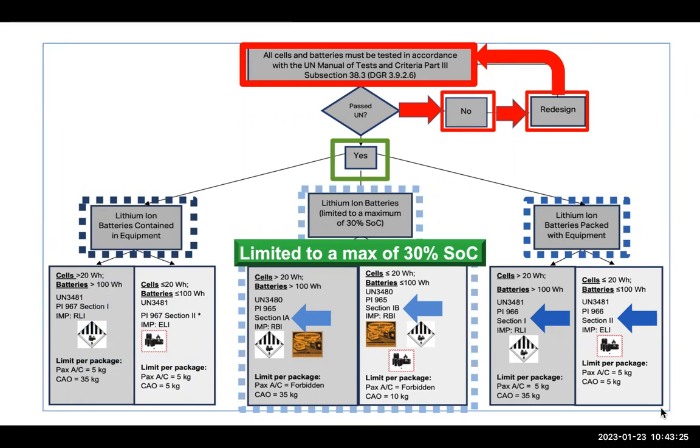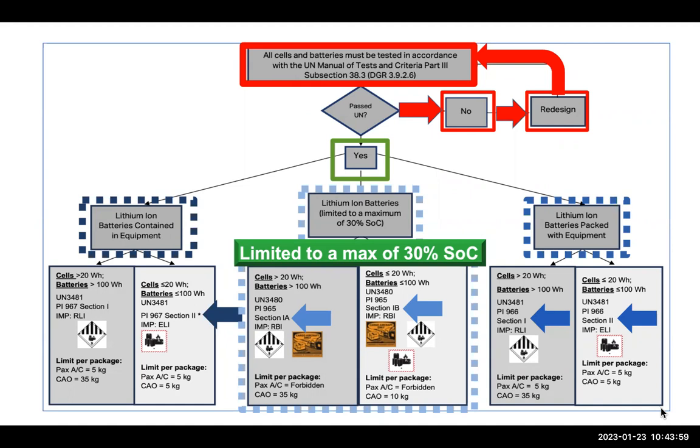Finally, we come to the last option. This is when shipping lithium-ion batteries contained in equipment. So here we have two sections, section 2 and section 1. For your lithium-ion batteries contained in equipment to qualify as section 2, the cells should be equal to or less than 20 watt-hour rating. The batteries should be equal to or less than 100 watt-hour rating.